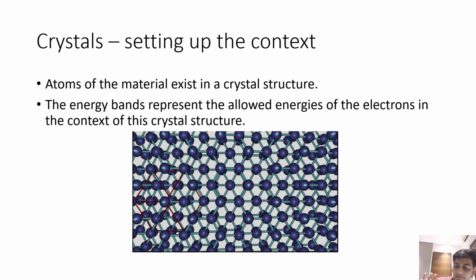Before we actually dive into the physical interpretation of the bands, we need to set up the context around which these bands exist. And the context is basically a crystal. The atoms of the semiconductor material, the nuclei of these atoms, exist in a crystal structure. What the energy band represents is the allowed energies of the electrons in the context of this crystal structure. When we talk about an electron being free, we mean that this electron is free to move around this crystal structure. And the interactions that create these energy bands are the interactions with all these atoms in the crystal. So it's very important to remember that the context in which we are talking about these energy bands of the electrons is the crystal that the material forms.